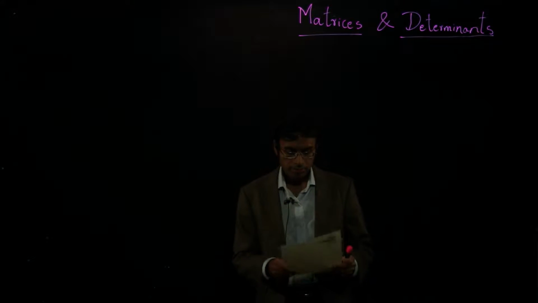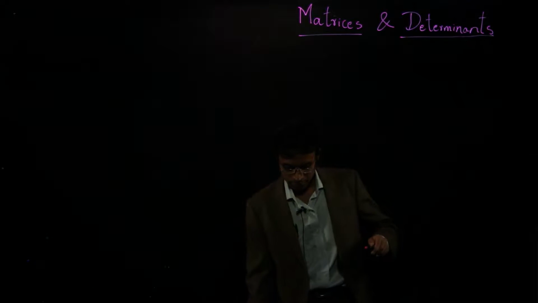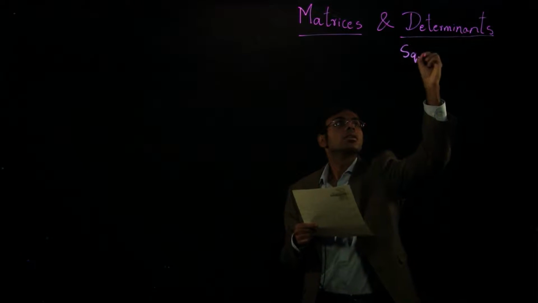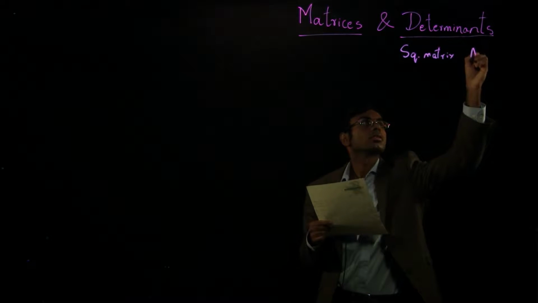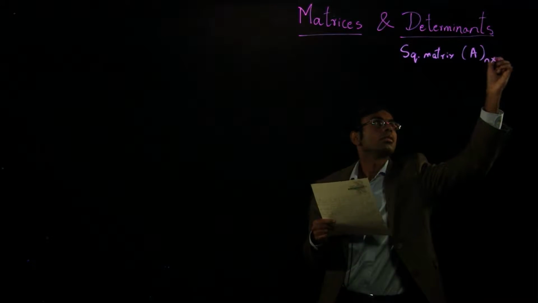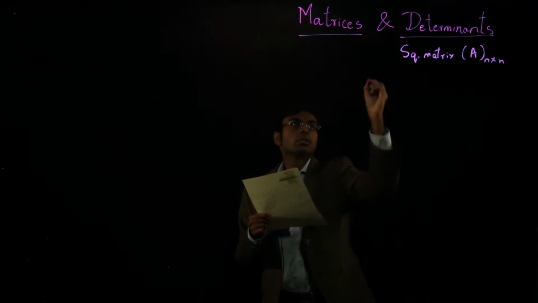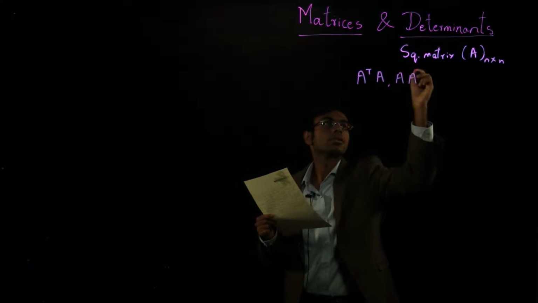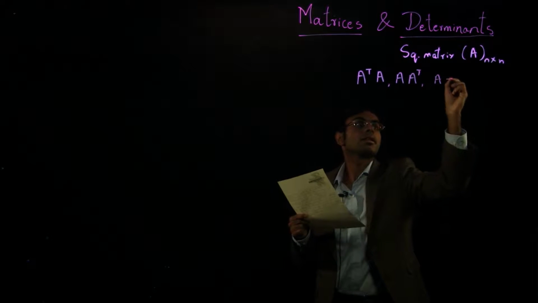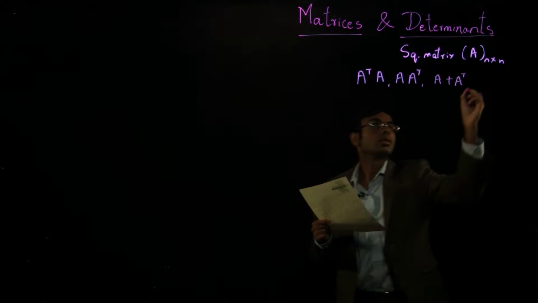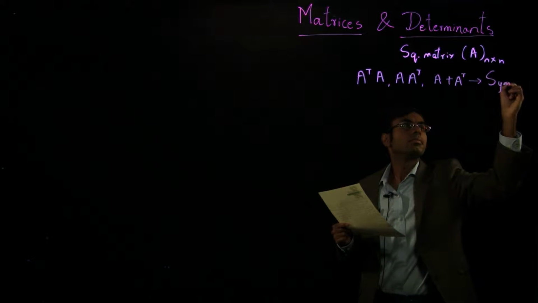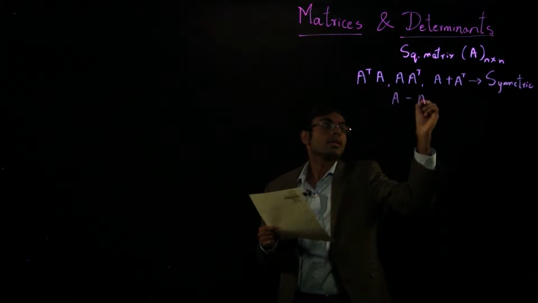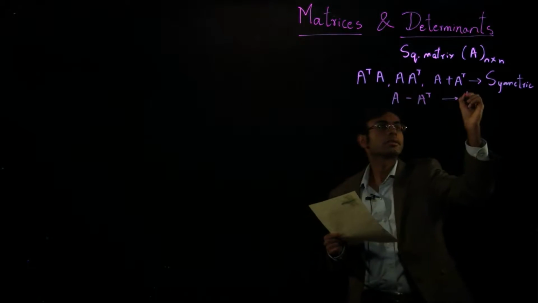Okay, so we saw the definitions of symmetric and skew symmetric matrices, and then a few special cases for any square matrix A, which you can write as n by n. If you take A transpose times A, or A times A transpose, or A plus A transpose, these are all symmetric. And if you take A minus A transpose, it works out to be antisymmetric.